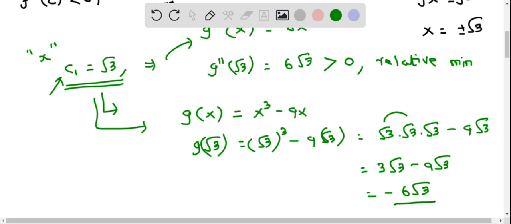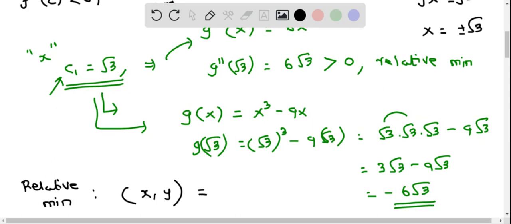So we can say that the coordinate of the relative minimum is x comma y. For the relative minimum, x comma y equals, in place of x we put this critical number, root 3, and in place of y we put this value, negative 6 root 3. So this is the relative minimum point.